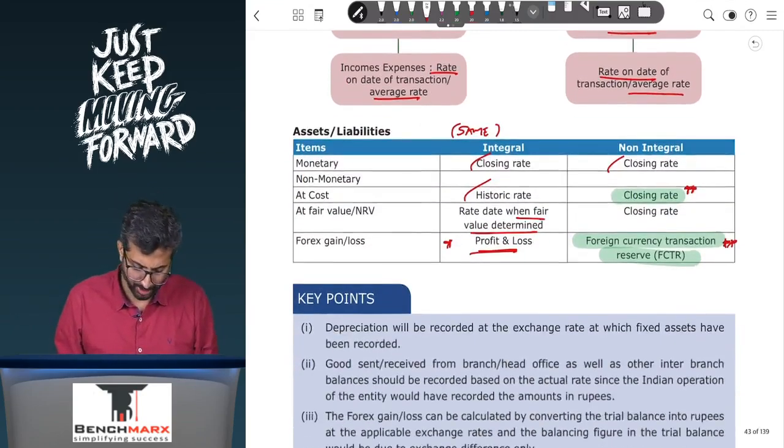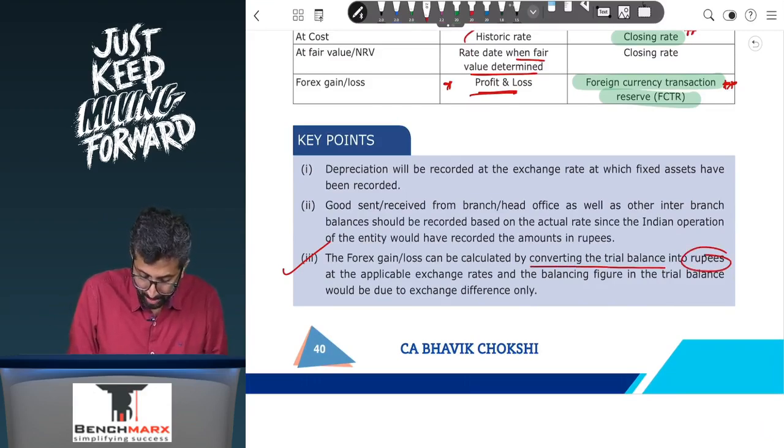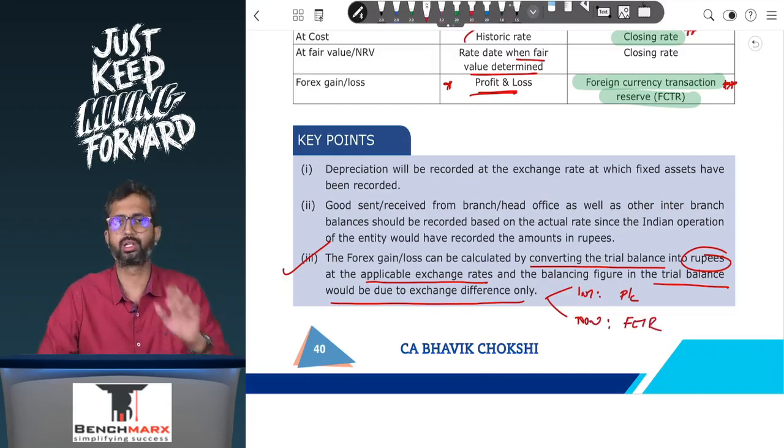Okay, so over here we can say point 3: forex gain can be calculated by converting the trial balance into rupees by applying the applicable exchange rates, and the balancing figure in the trial balance would be due to exchange difference only. Now this exchange difference for an integral branch will be taken to the P&L account, but for a non-integral branch will be taken into FCTR, foreign currency translation reserve.